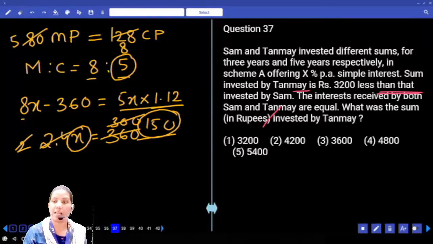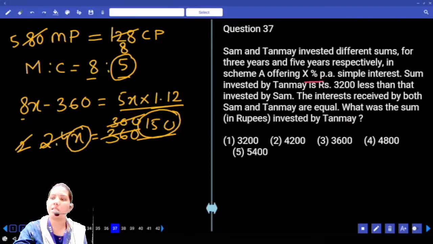Next question number 37. Sam and Tanmay invested different sums for 3 years and 5 years respectively in scheme A offering X percentage per annum. Both offer same rate of interest X percentage. Sum invested by Tanmay was 3,200 less than that sum invested by Sam. The interest received by both Sam and Tanmay are equal. What was the sum invested by Tanmay?